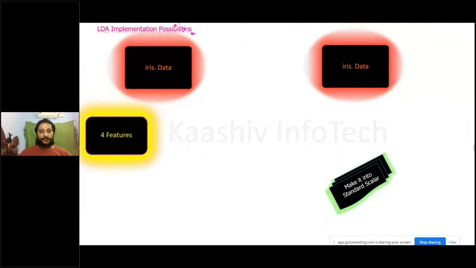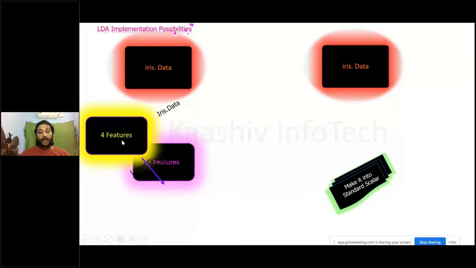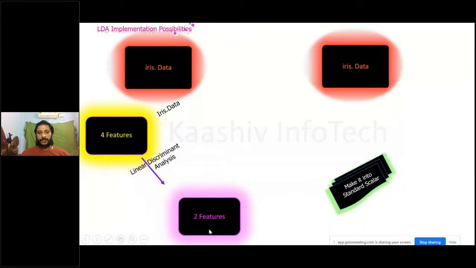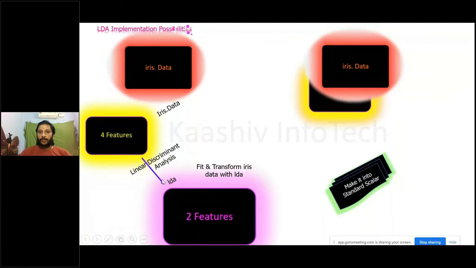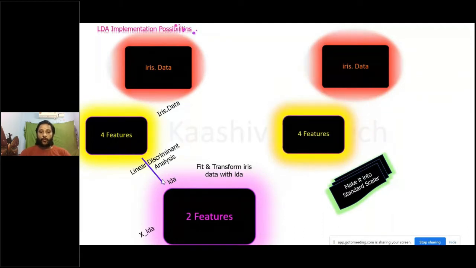Like I got my iris data. We got the data, and we got 4 features, and this is reduced into 2 features. That is called linear discriminant analysis, that is called LDA. So on applying the algorithm to the data, we will be getting these features. The 4 features are transformed into 2 features.